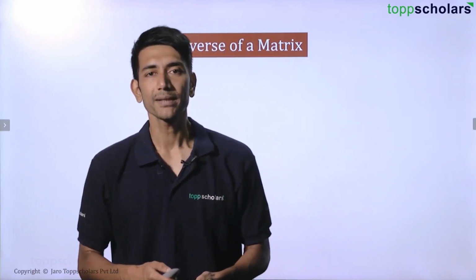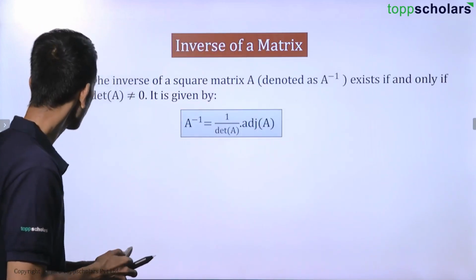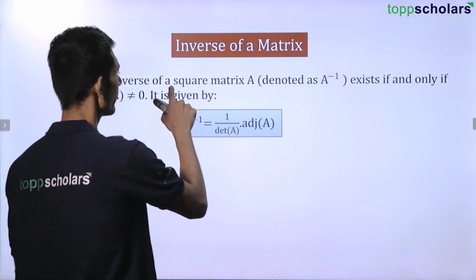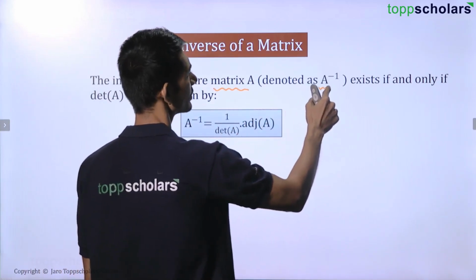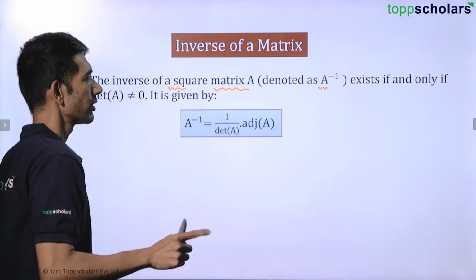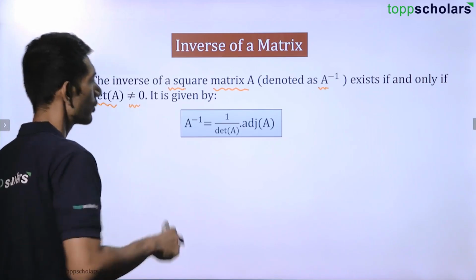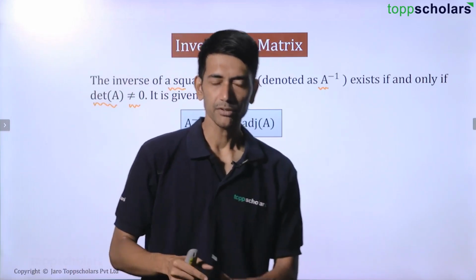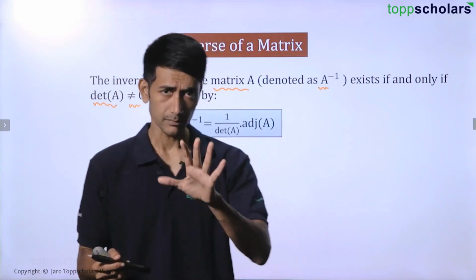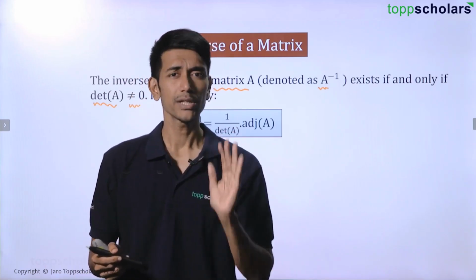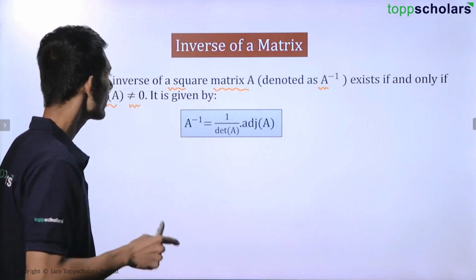Now let us deal with a new topic, that is the inverse of a matrix. So what exactly is the inverse of a matrix and how do we find it? The inverse of a square matrix, say for example A, is denoted as A inverse, and the inverse exists if and only if the determinant of A is not equal to 0. If the determinant of a matrix is 0, it is also called a singular matrix. Then we cannot find the inverse. We can find the inverse only when the determinant is not 0.